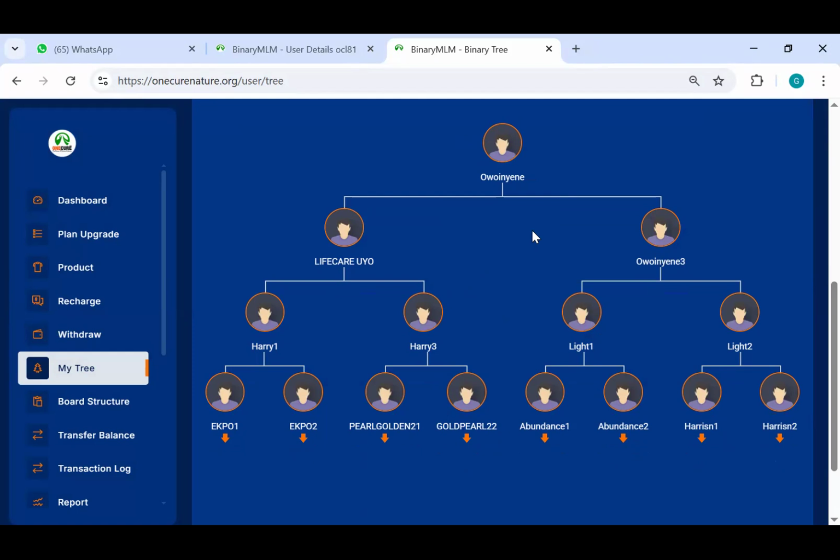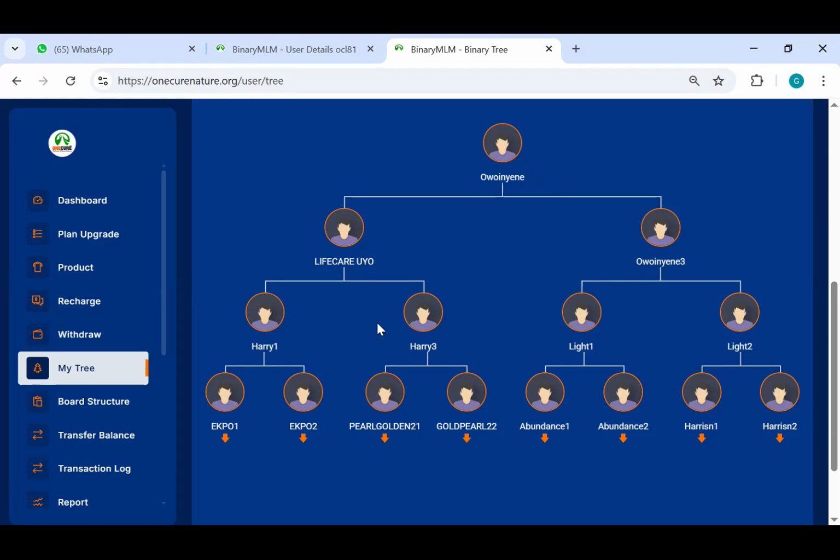If you see this board of this person, you will see that there are a lot of people here. You see that it's a binary movement. It's 2 by 2 movement, 2 by 2, 2 by 2. Then we told you that as people are taking package and coming into the system, left and right, it will pay referral bonuses and also be paying matching bonuses.